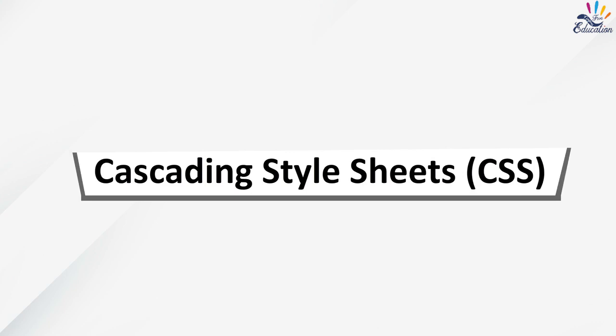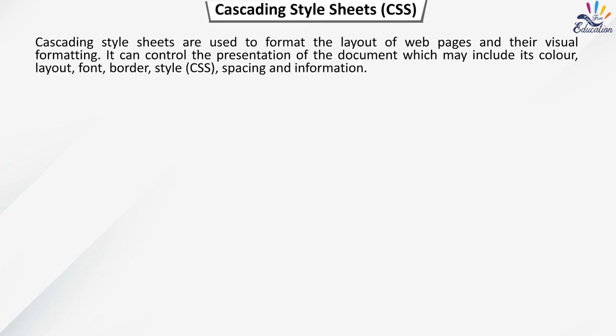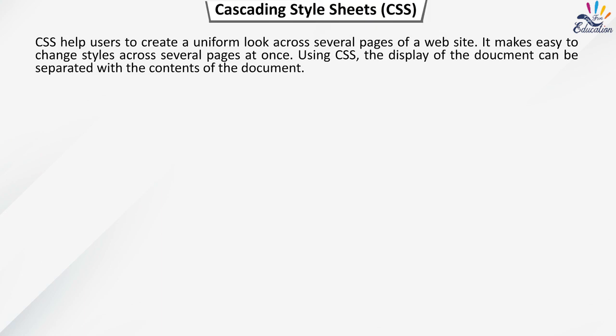Cascading Style Sheets, CSS. Cascading style sheets are used to format the layout of web pages and their visual formatting. They can control the presentation of the document, which may include its color, layout, font, border, style, spacing, and information. CSS helps users to create a uniform look across several pages of a website. It makes it easy to change style across several pages at once. Using CSS, the display of the document can be separated from the contents of the document.